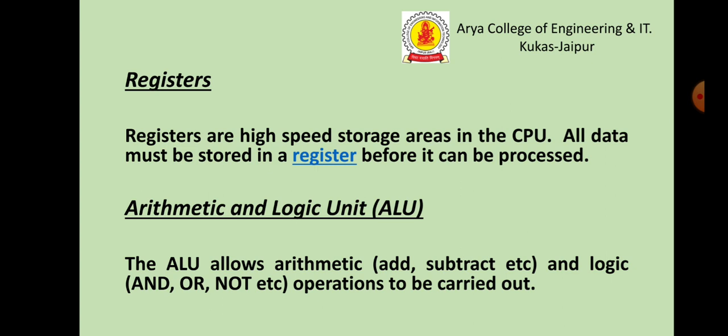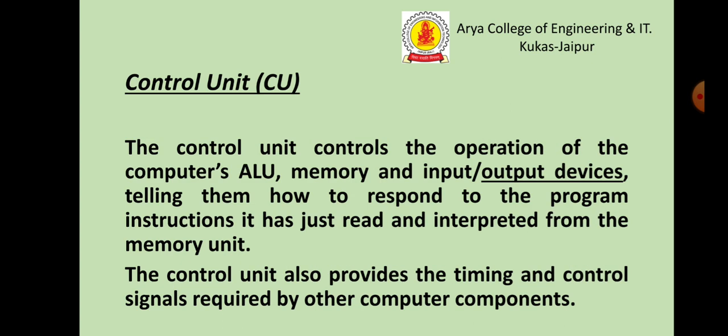Then ALU is the part of the CPU that does all arithmetic and logical operations like plus, minus, and, or, not, etc. Control unit, as its name suggests, is the controlling power of a computer system. It controls the operations of ALU and input output devices.